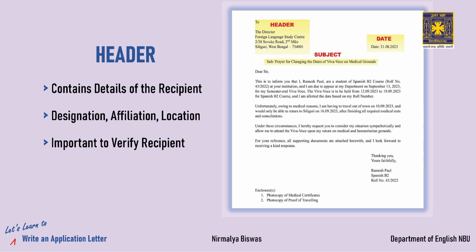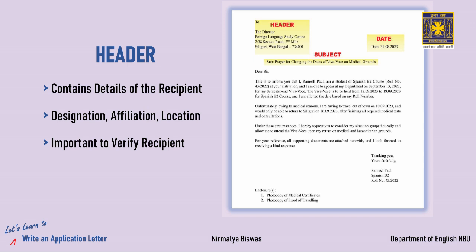So the first section is called a header. You can see it on the top left corner of the document. The header contains details of the recipient, namely the name of the person or designation, affiliation and location. Now on this document you can see that this letter is addressed to the Director of Foreign Language Study Center. That means it contains the designation of the person and his affiliation. Then comes the location. You can see that the address of this institution is also mentioned.